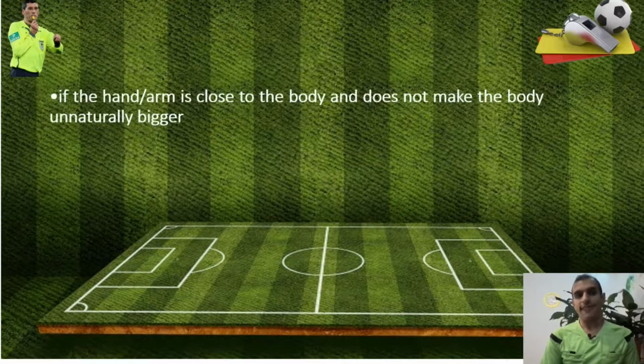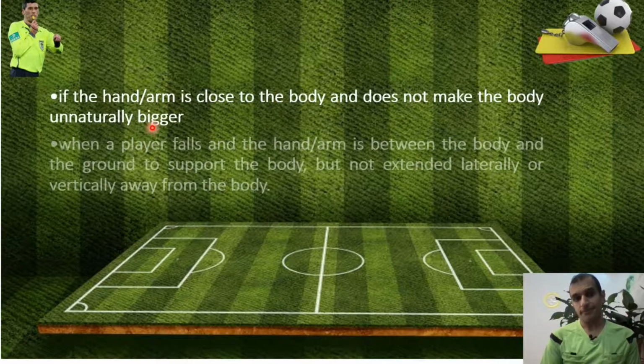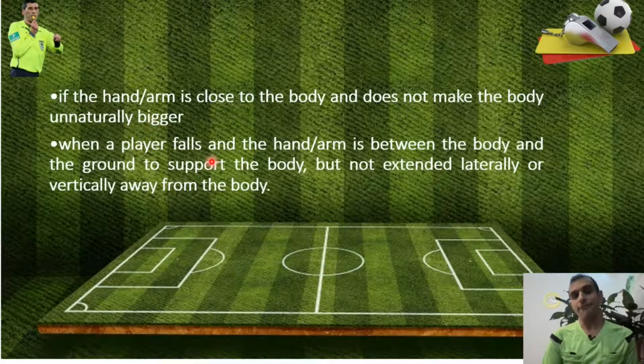And also if the hand or arm is close to the body and doesn't make the body unnaturally bigger, or when a player falls and the hand or arm is between the body and the ground to support the body, but not extended laterally or vertically away from the body.